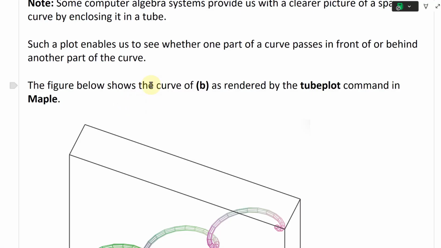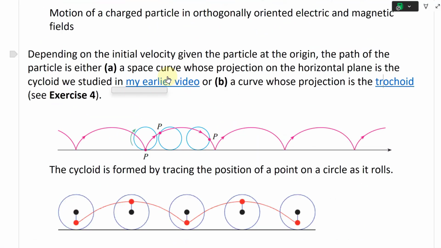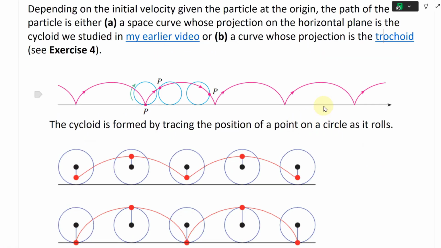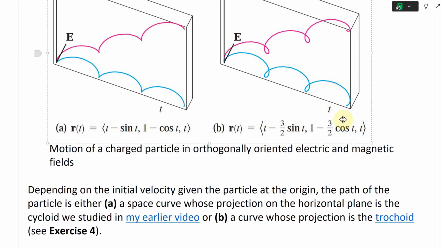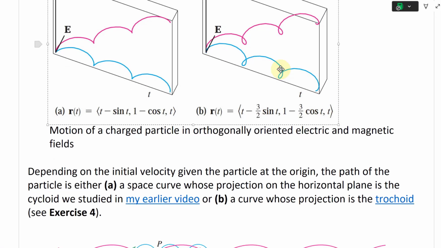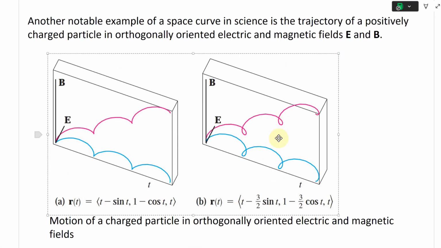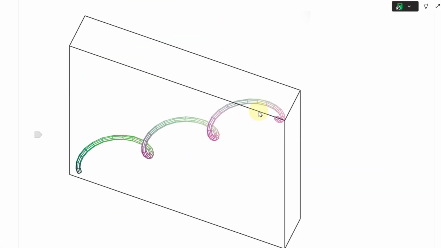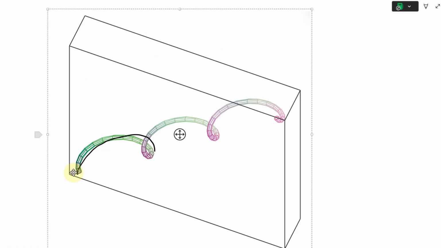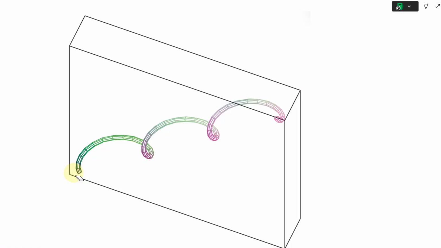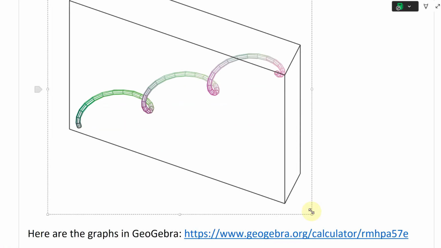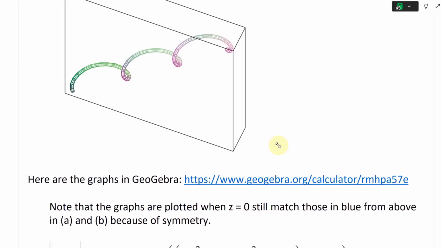And the figure below shows the curve as rendered by the tubeplot command in Maple. It's just a pretty advanced mathematical program and graphing setup. So this is the tube here, and this is the graph, and they put a tube there. So now you can see that it loops around this way. If it's starting from the origin like this, it loops around like that. Pretty cool stuff. And that's in 3D, so you can see which one is overlapping, which side.